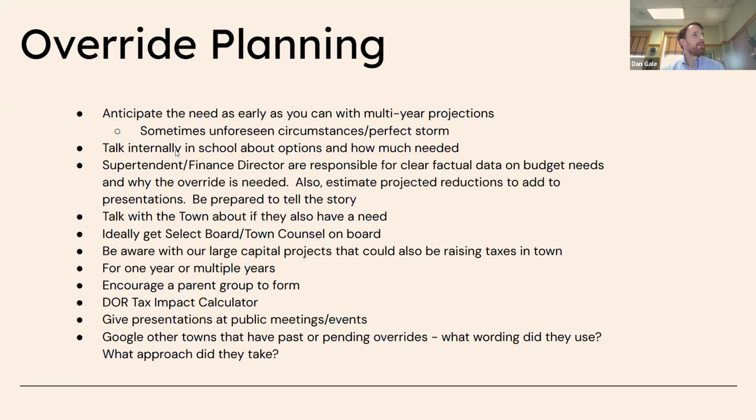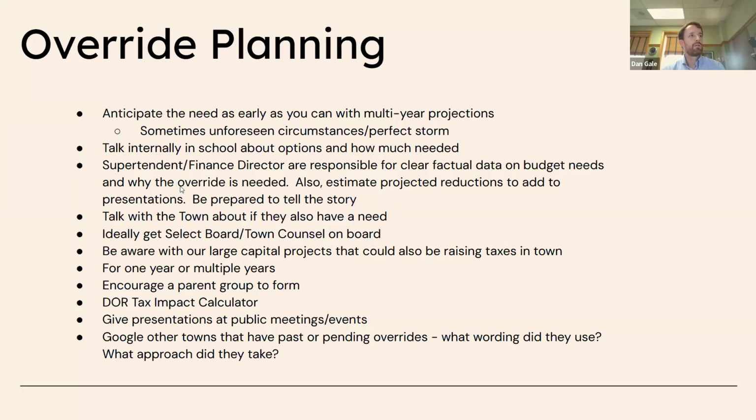Anticipate your needs. Sometimes there are unforeseen circumstances. I've heard of some other overrides, like Acton Boxborough had a massive insurance increase. As part of our override, we were thinking we needed an override, but our override request grew because we had a 50% increase in our transportation contract. So you might even know that you need an override, but by the time you get there, there might be other things that happen that increase that amount. So just try to plan that ahead because you want to get ahead of the game. And we'll talk about our timeline in a couple slides.